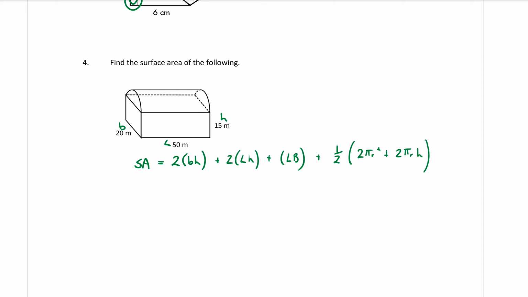All right, sub it all in. 2 lots of base times height, which is 20 times by 15, plus 2 lots of L times H, which is 50 times by 15, and the BH, the one on its own, is 20 times 50. Okay, that's my rectangular prism parts. Then I have my half of a cylinder. So half at the front. What is my radius? I haven't checked that yet.